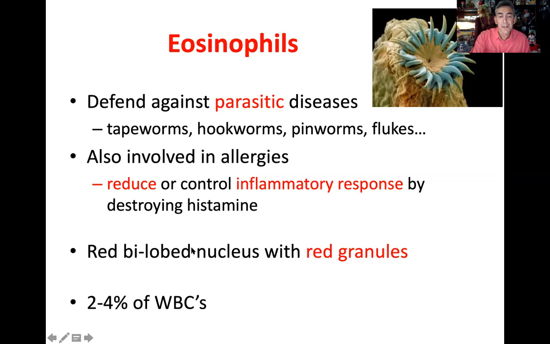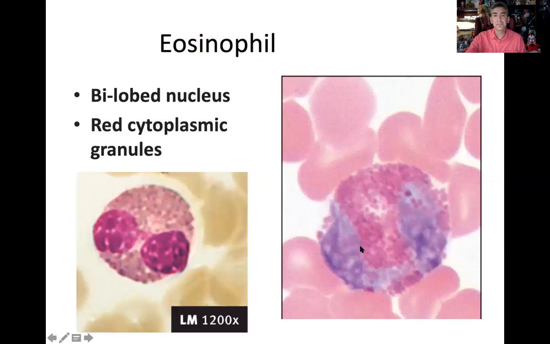They're also polymorphonuclear, but they have a bilobed nucleus, right? And again, I use the color red, because they have red granules there. So again, red associated with this eosinophil.